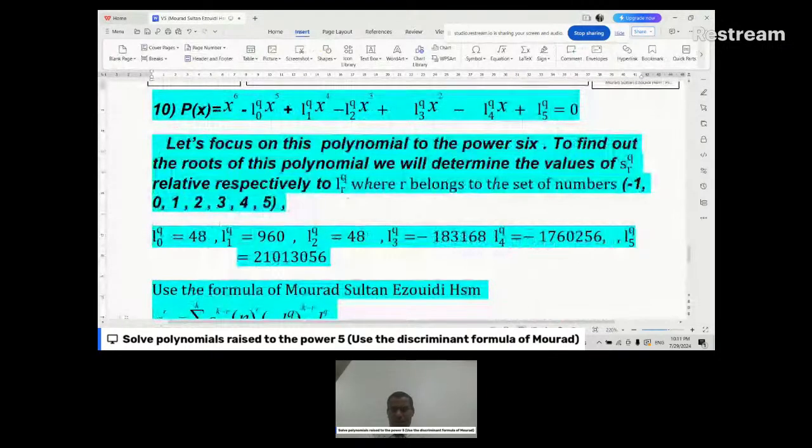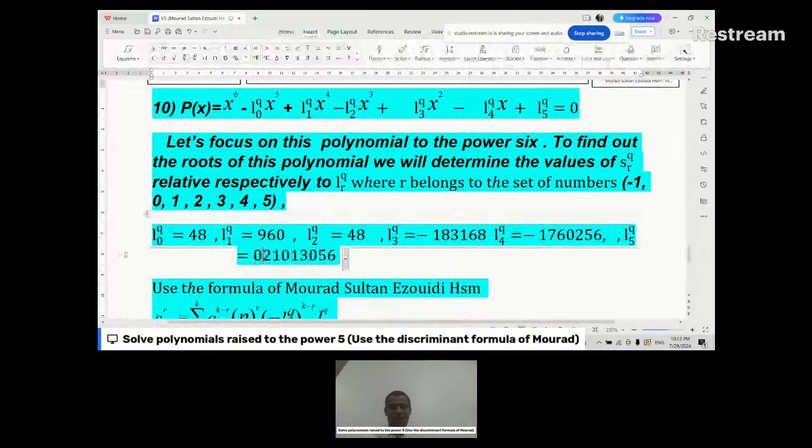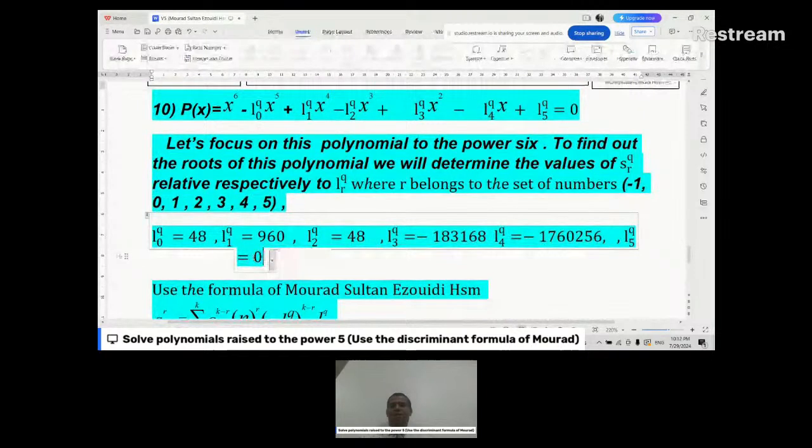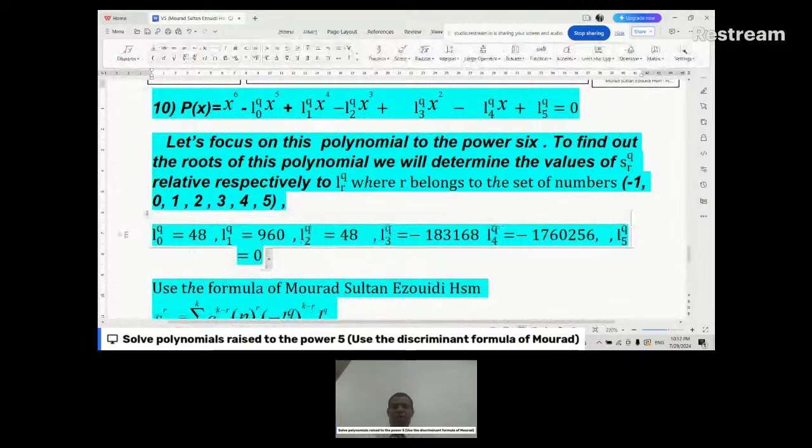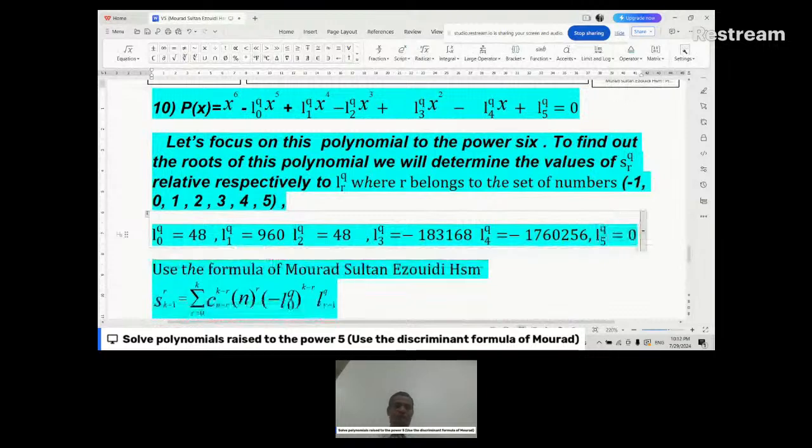Okay, so this one at 0 is 48 as before. This is 9060. This is 48. This is negative 183,168. This is 1,670,256. Same example, but L5 is 0. Okay, L5 now is 0 because you are going to extend polynomial to the power 5 to get a polynomial to the power 6. So the last value has to be equal to 0. Okay, that's why here this is 0.